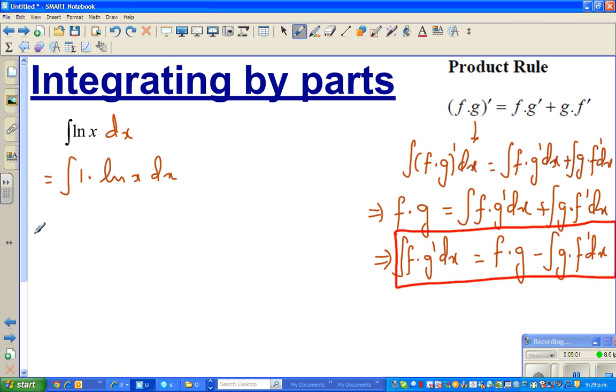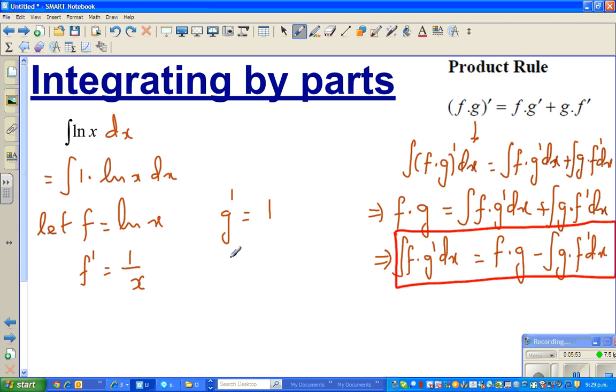So let f be equal to natural log of x. As a rule of thumb, it's better to do this because it's difficult to integrate rather than differentiate. So I'm going to take g dash as the easy function, and g prime is equal to 1. What we're going to do is differentiate this and integrate this. So f prime, the derivative of natural log of x, is 1 over x. And if you integrate g dash dx, you get the function g.